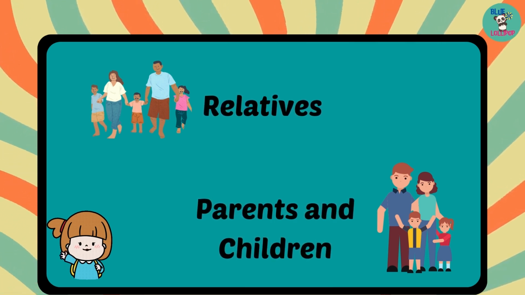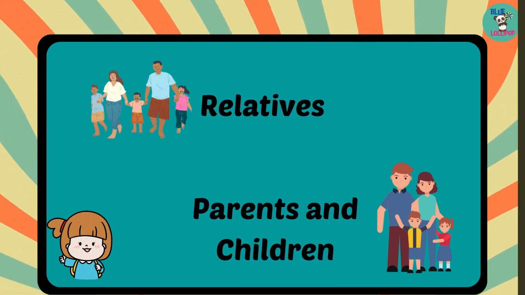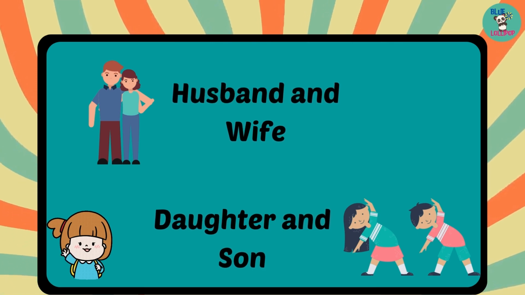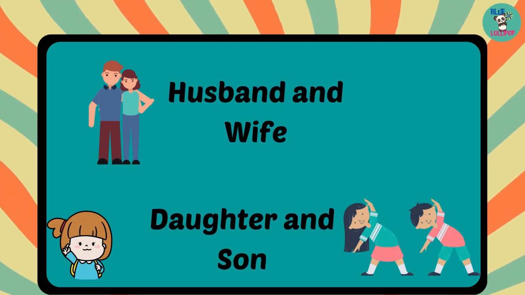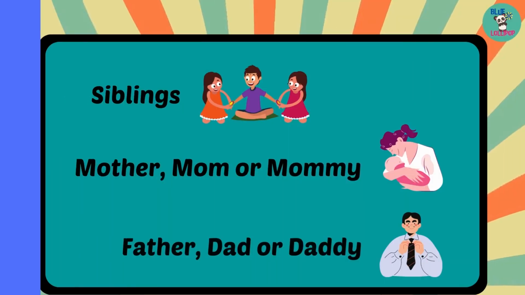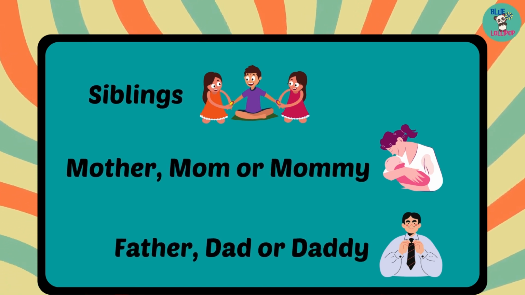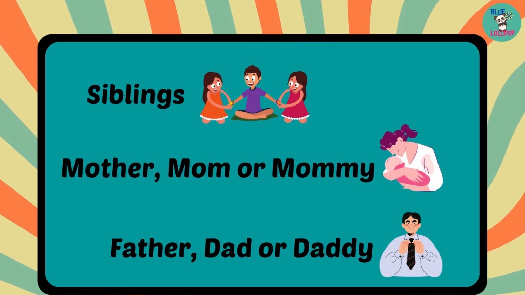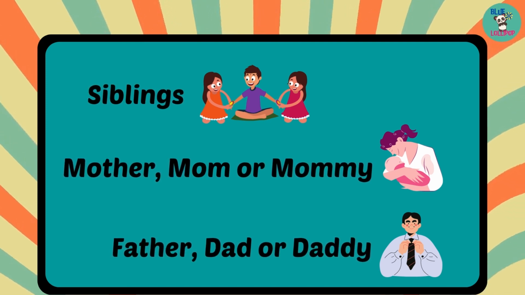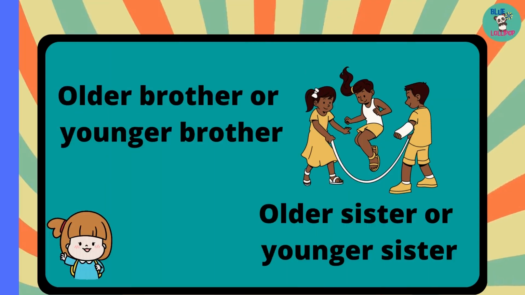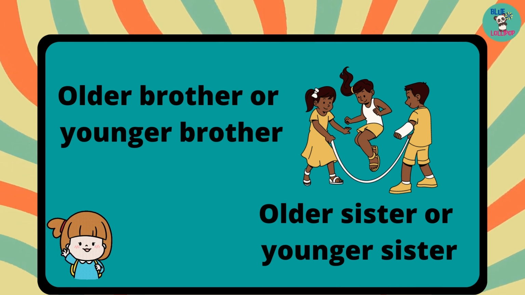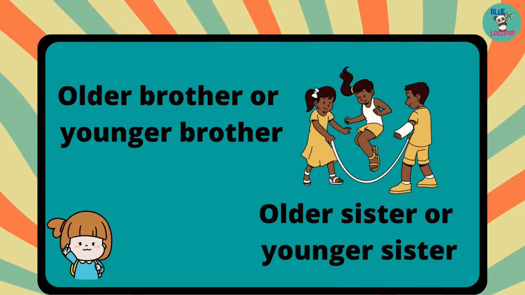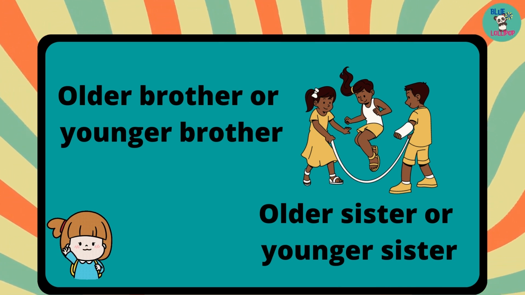Relatives. Parents and children. Husband and wife. Daughter and son. Siblings. Mother, mom or mommy. Father, dad or daddy. Older brother or younger brother. Older sister or younger sister.